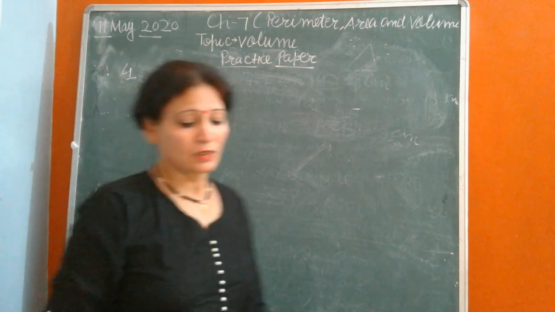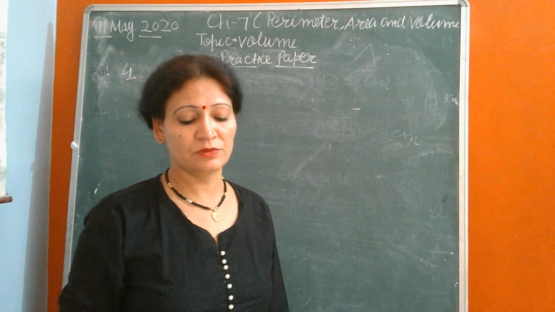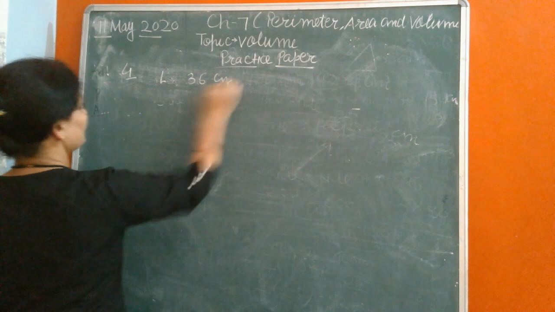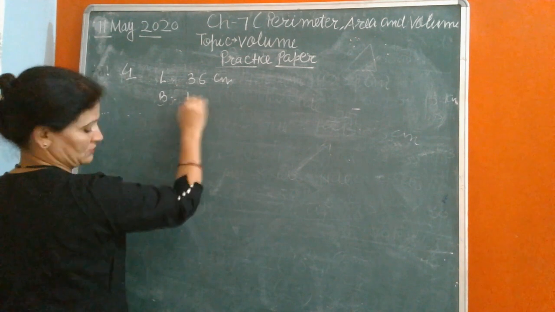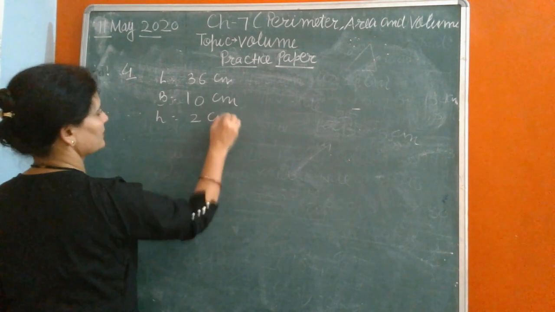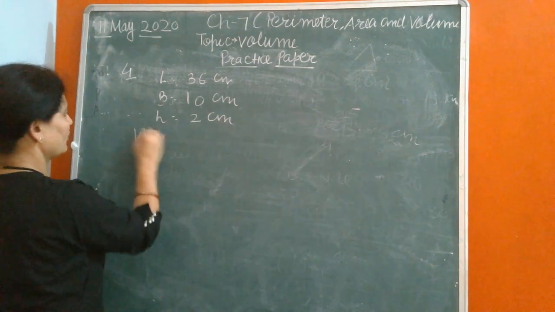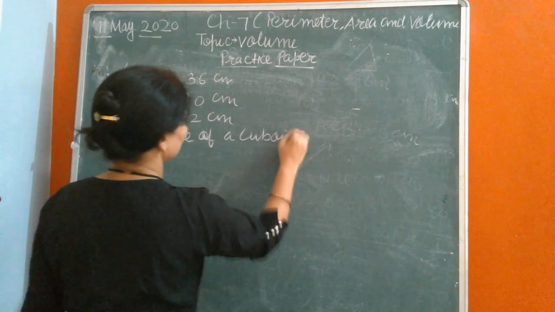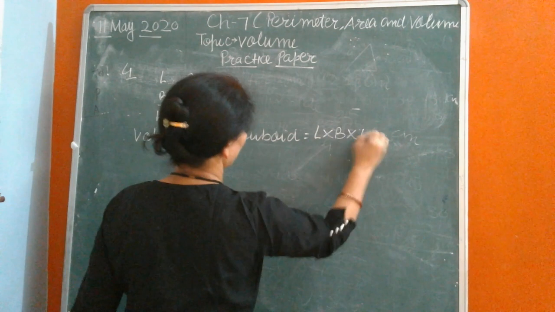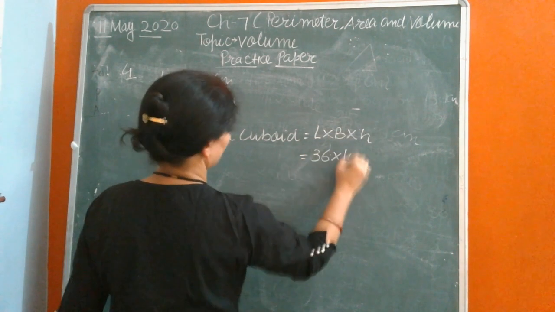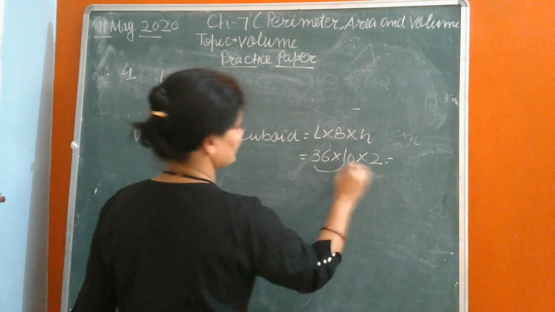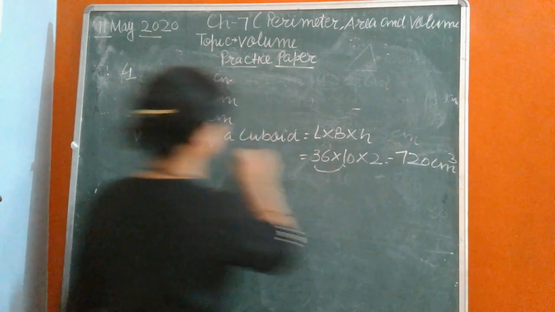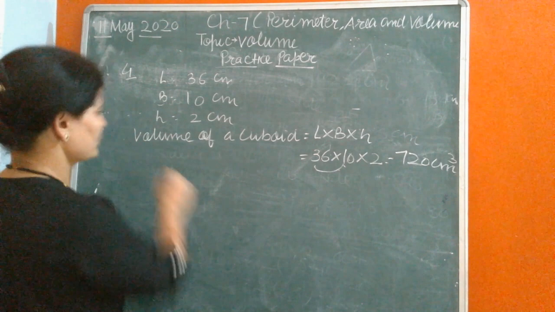Question 4 is the volume of a cuboid measuring 36 centimeter, 10 centimeter and 2 centimeter. Length is 36 centimeter, breadth is 10 centimeter and height is 2 centimeter. Volume of a cuboid equals length into breadth into height. 36 into 10 is 360, 360 into 2 is 720 centimeter cube. Because it is volume, 720 centimeter cube is the answer.